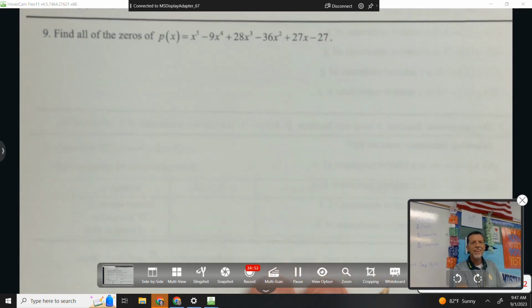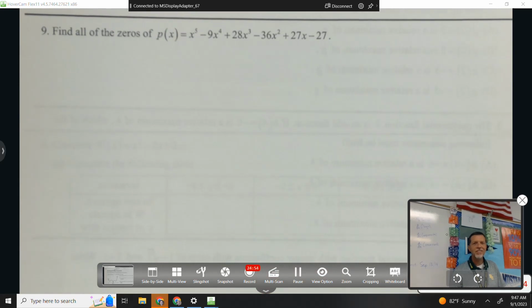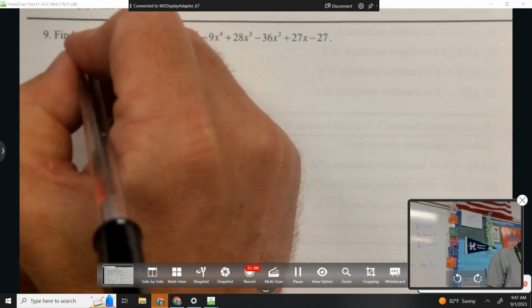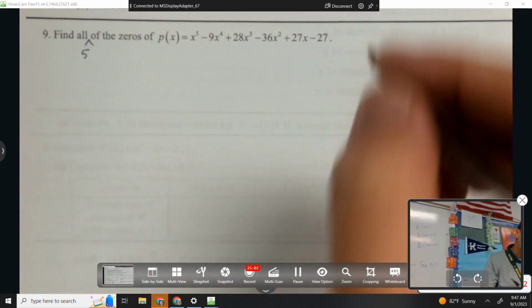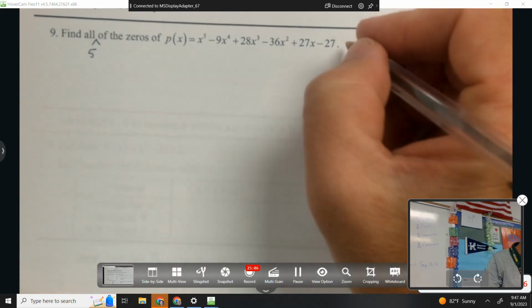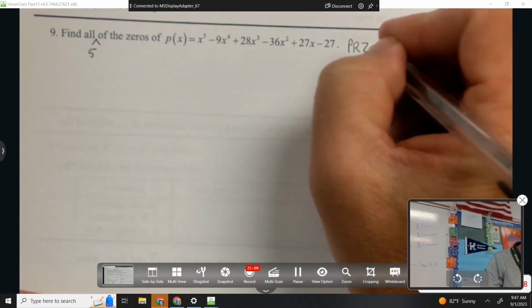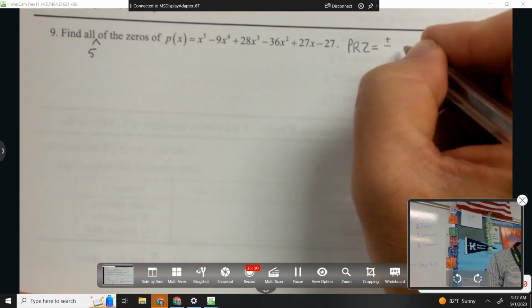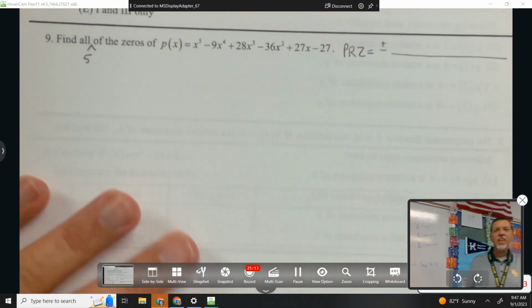Number 9. Find all the zeros. How many zeros are there? Find all 5 of the zeros. If you can factor that on your own, knock yourself out. I got no idea. So I'm going to have to do the possible rational zeros thing.